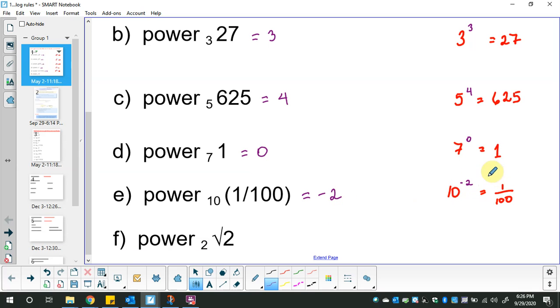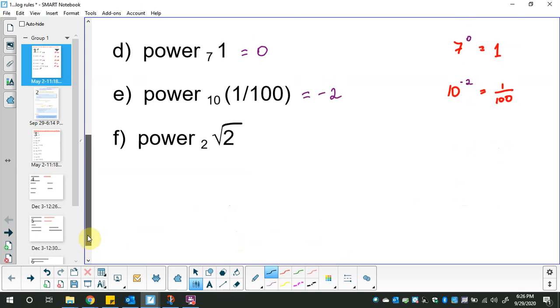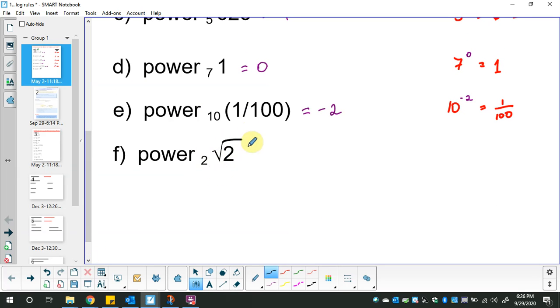And this will come up repeatedly, as will this one, and questions like question F. So this is a square root sign. This is something that will also come up in calculus over and over and over again. This topic, as well as this particular type of example, is saying 2 to the power of something is equal to root 2.